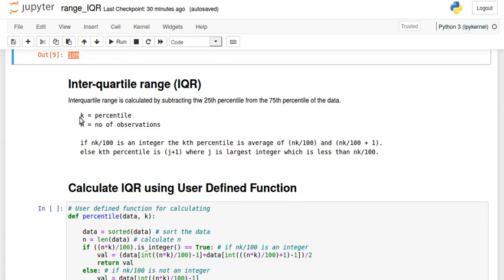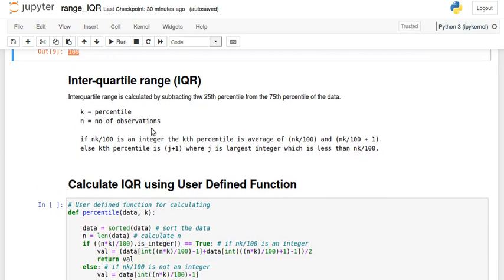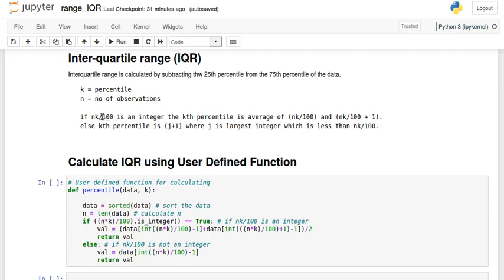For that we need to have k, that is the percentile. If we want to calculate the 25th percentile, that is quartile 1, here k will be 25, and n is the number of observations within the data. If n times k divided by 100 is an integer, then the kth percentile will be the average of these two values, nk divided by 100 and nk divided by 100 plus 1. Otherwise it will be the j plus 1 th value, where j is the largest integer which is less than nk divided by 100.